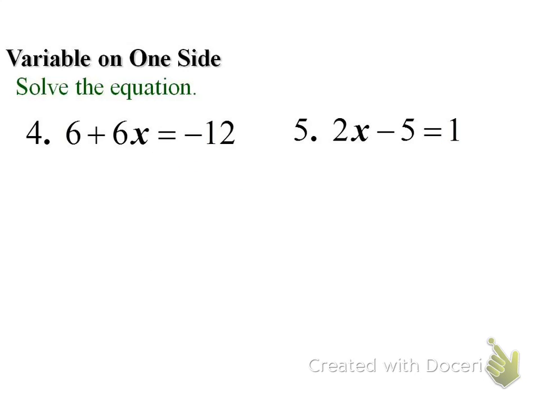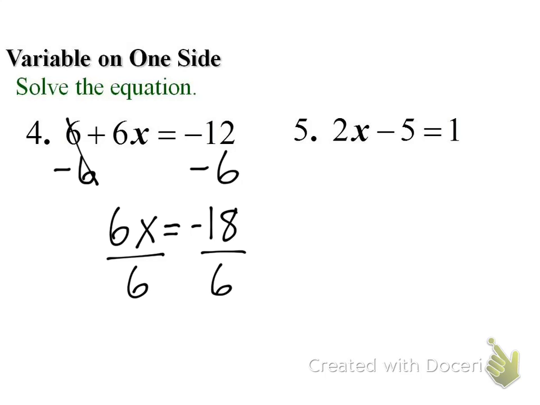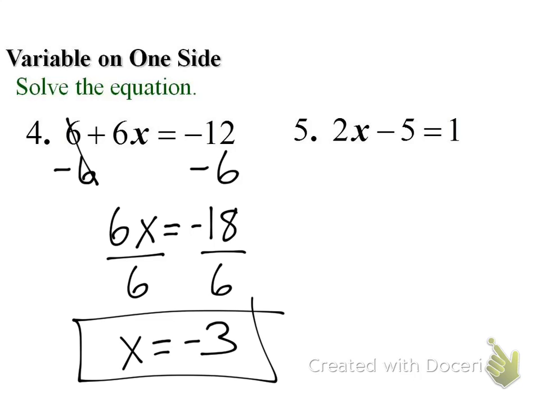How would I start number 4? Good. Subtract 6. Subtract 6. I have 6x equals negative 18. Divide by 6. Wonderful. Negative 3. Great. Any questions on number 4?